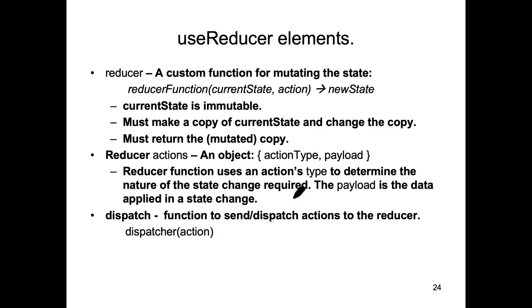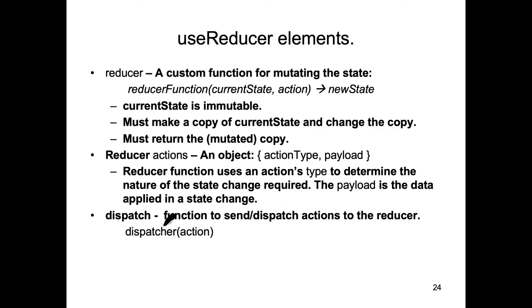The last part is this dispatcher. The dispatcher is a function that's actually returned to you by the useReducer hook, so you have no control over that. It's given to you. And you use this function to trigger a state change. You never actually invoke your reducer function directly in your code. You never do that. What you do is you use the dispatcher to do it on your behalf.